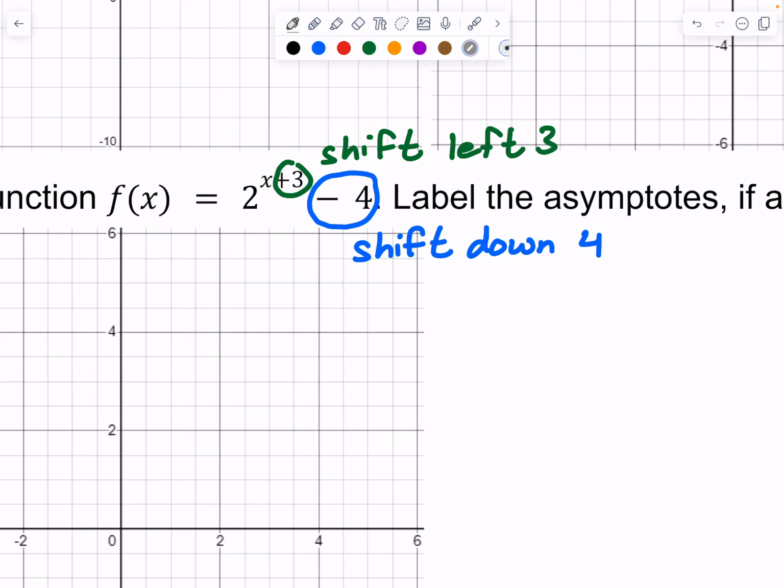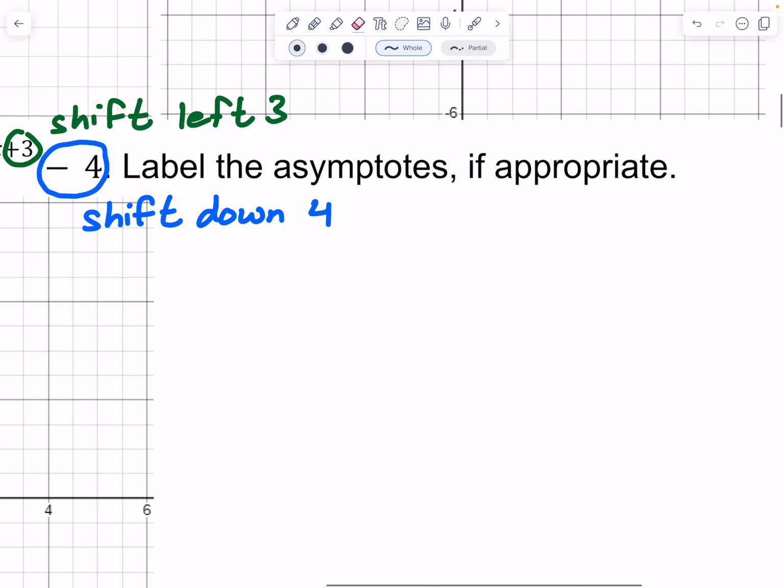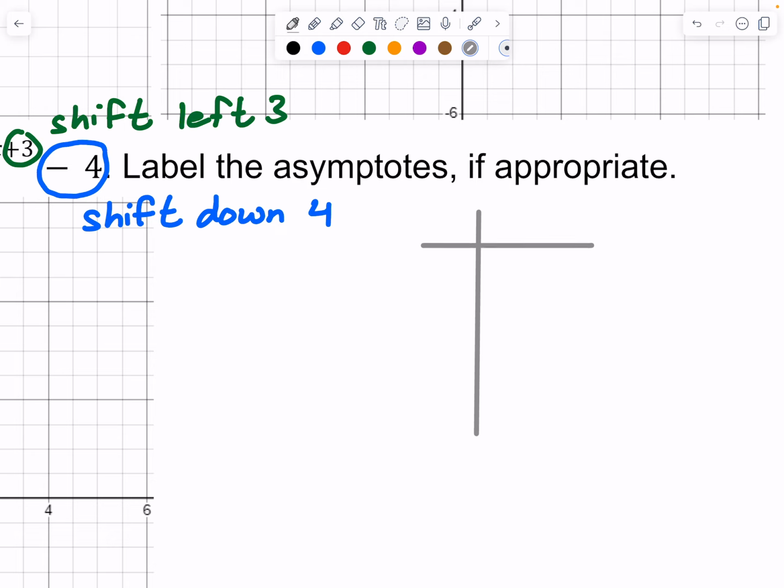And that leaves us with 2 to the x. So my parent function is 2 to the x. And in fact, I like to do that with a little table. So I'm going to say on one side, I've got x. On the other, I've got the parent. And the parent is 2 to the x.